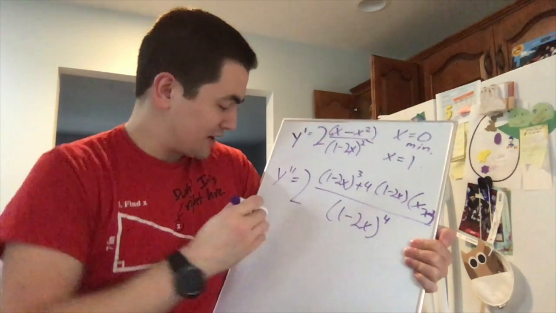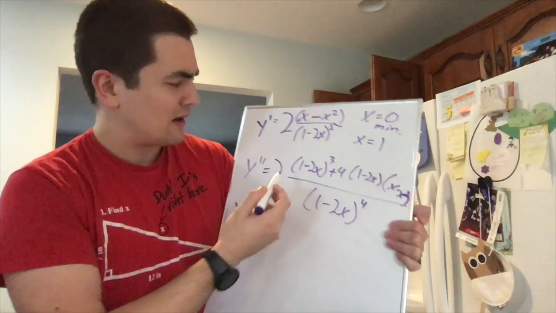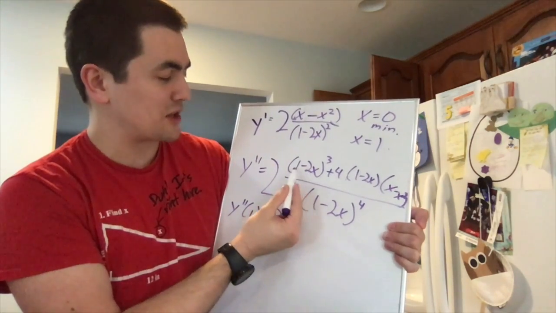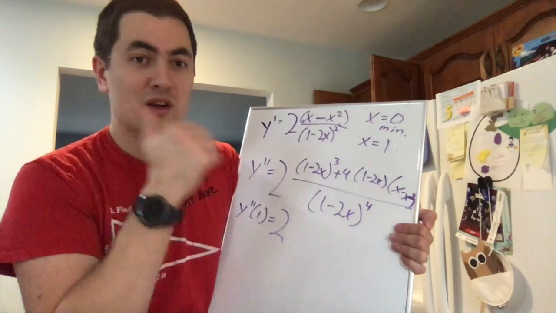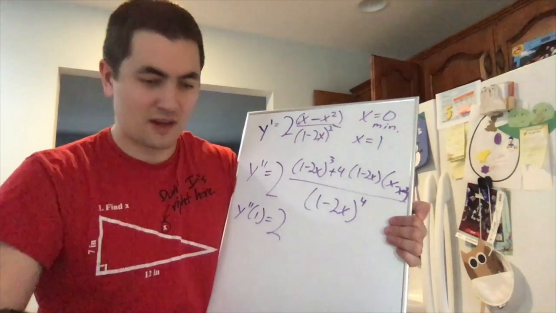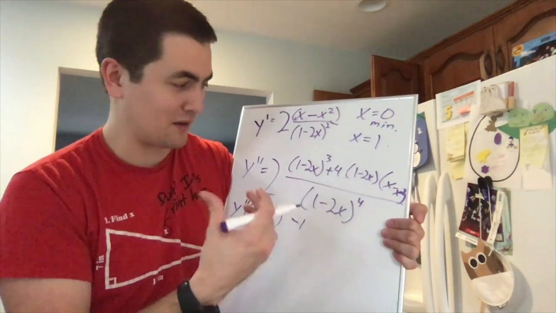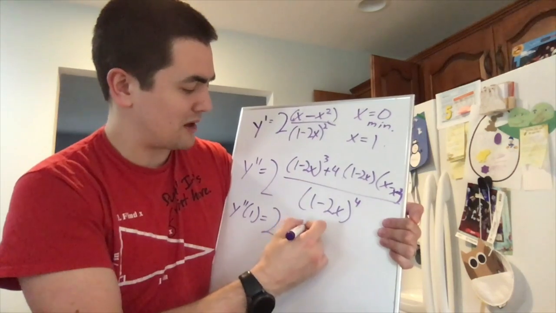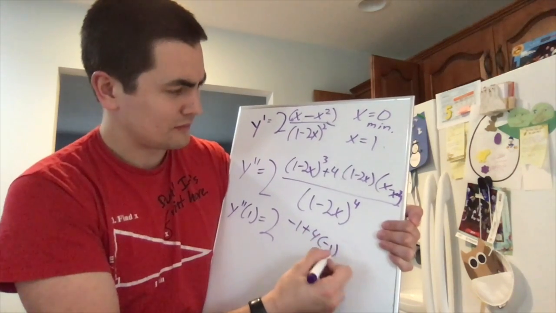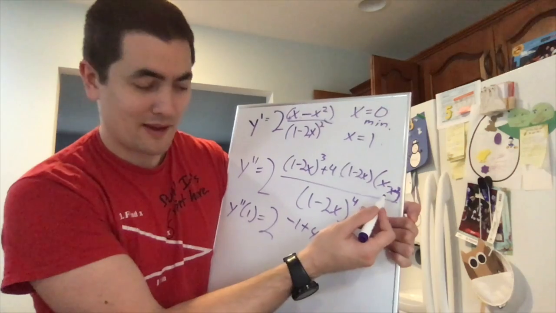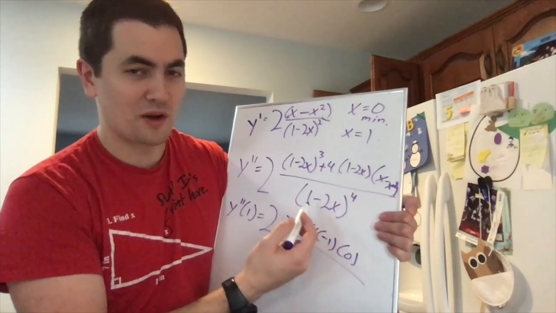Now, what happens when we do y double prime of 1? Well, the 2 comes along for the ride. Let's see, 1 minus 2 times 1, that's 1 minus 2, that's negative 1. And negative 1 cubed gives you negative 1 times negative 1 times negative 1. So you're going to get a minus 1, because when you have an odd number of negatives, you're going to have a negative number. Okay, so that's this part, plus 4 times, all right, 1 minus 2 is negative 1, and then 1 minus 1 is 0. All over 1 minus 2, this is negative 1 to the fourth power.